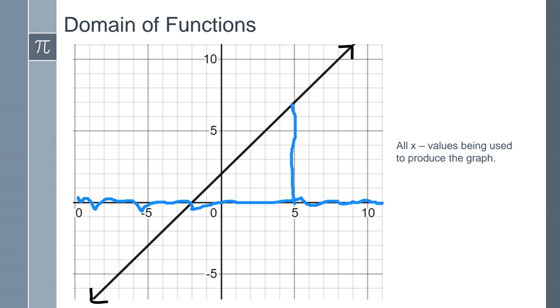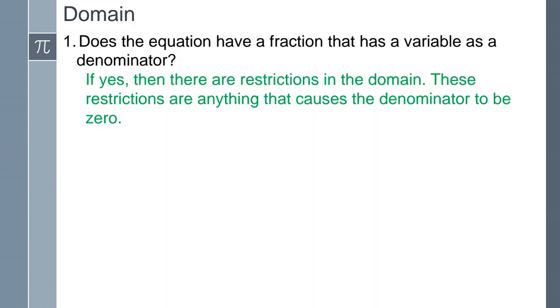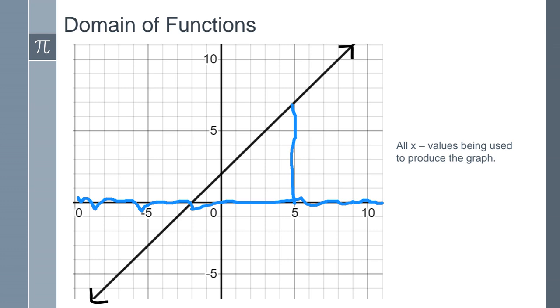Now let me go back. The range is going to be something that you're also going to be looking at. Let me draw it in a different color. So the range is going to be all the y values that we're using to make this graph. So for example, 10 is part of your range because it's used to create the graph.